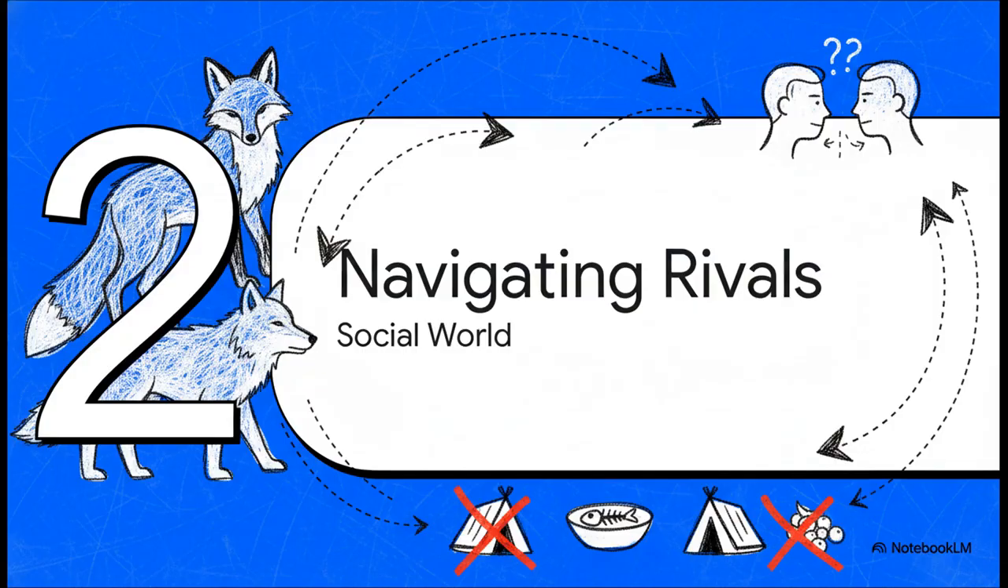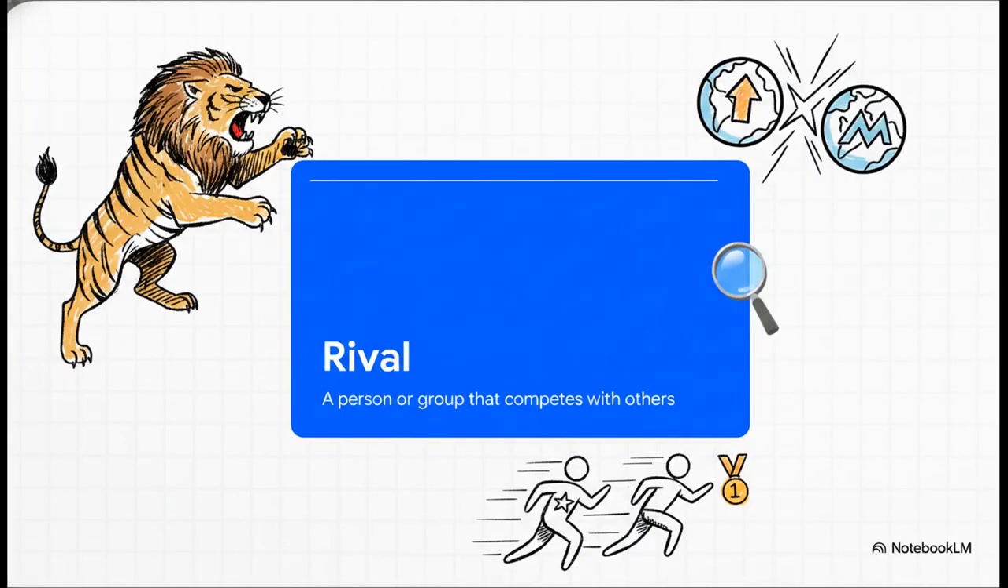Entering the social world. Now, once those basic foundational survival needs, like eating and grooming, are fully met, social dynamics inevitably take over. When multiple animals, or humans for that matter, exist in the exact same space, well, competition naturally arises. And that introduces our next crucial term, rival.